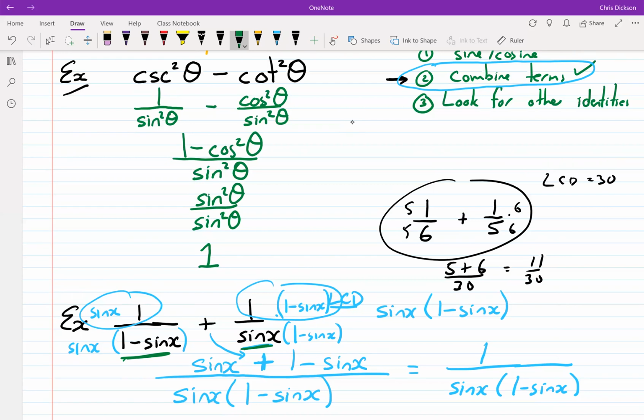Okay, so let's just try a few more. I got a little bit more time here. You guys are very patient. Of course, you're all muted, so I have no idea what you're doing right now.